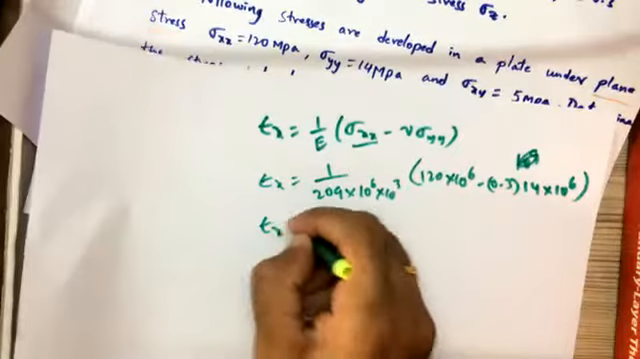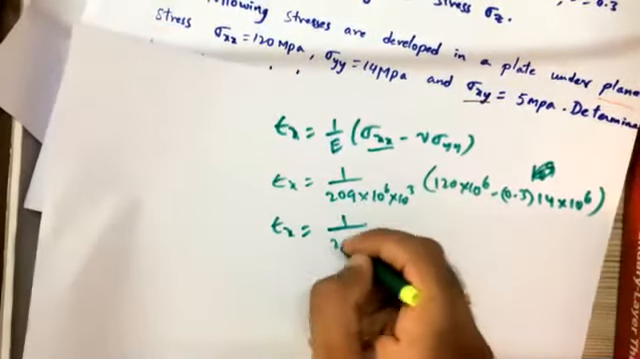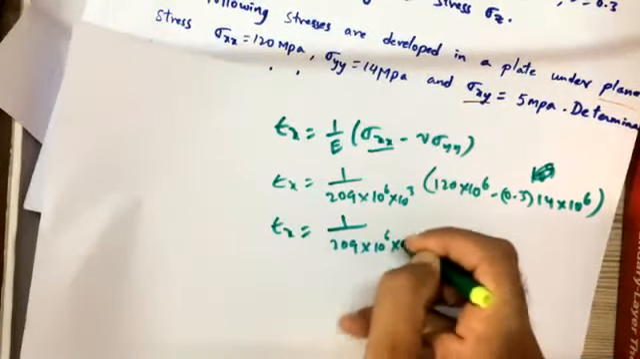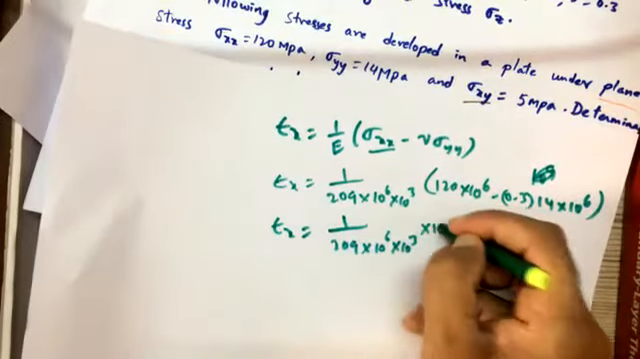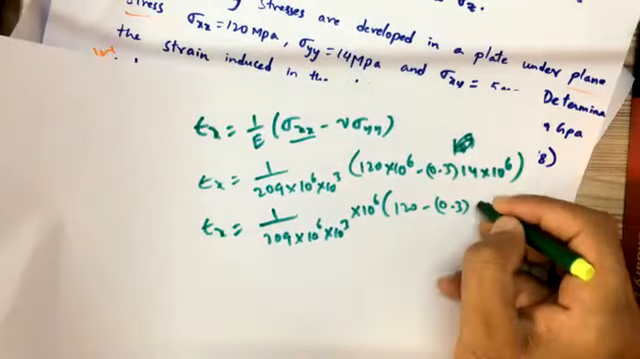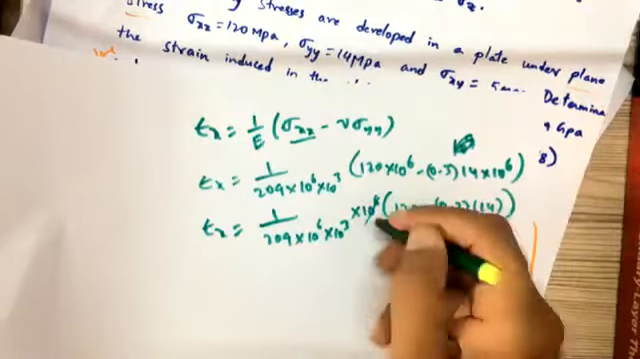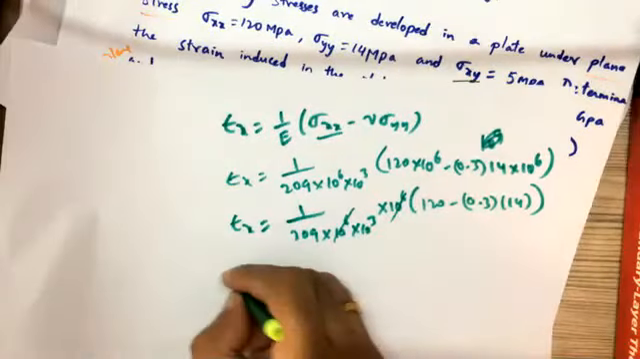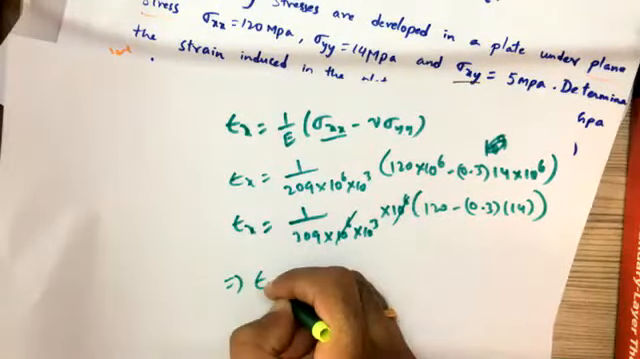So epsilon x is equal to 1 by 209 into 10 to the power of 6 into 10 cube. If I take 10 to the power of 6 common, it becomes 120 minus 0.3 into 14. The 10 to the power of 6 terms cancel. If you simplify this, you will get epsilon x equal to 5.541 into 10 to the power of minus 4.